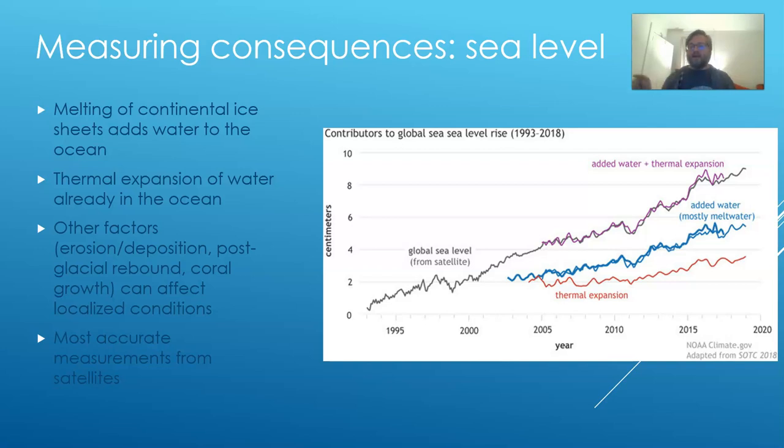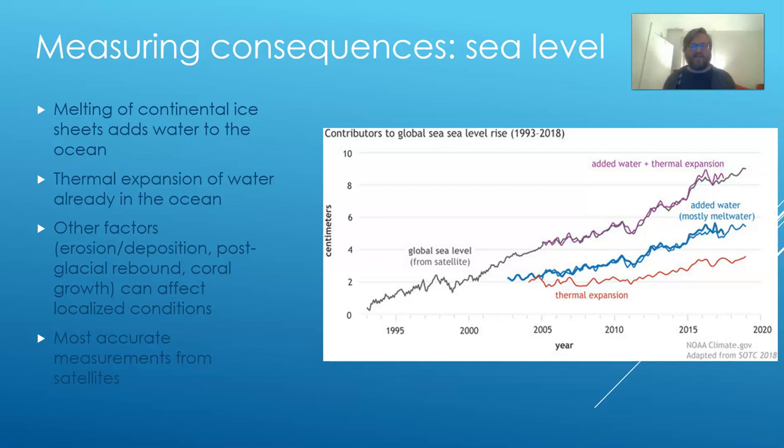The red line shows the amount of change that's due to thermal expansion. The blue line shows the changes that are due to adding water to the ocean from melting glaciers. And you can see that adding that water is a little bit bigger than thermal expansion, but then you add those two things together, you get the purple line, and that's showing us the changes that are due to the combination of thermal expansion and added water. So those two things, the added water is a little more, but thermal expansion is still making a pretty significant contribution to our sea level rise.